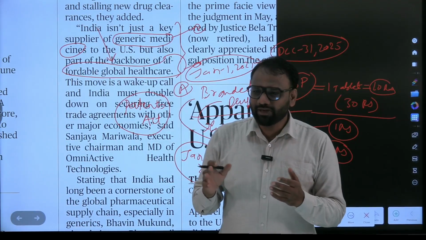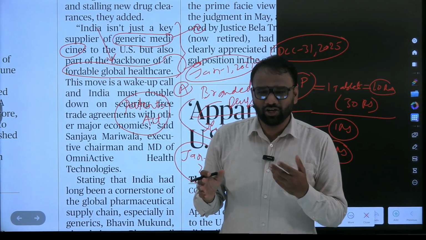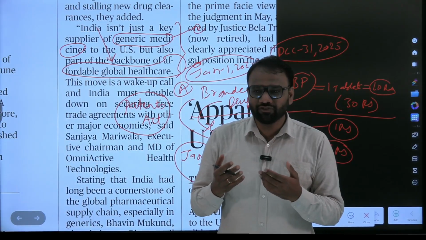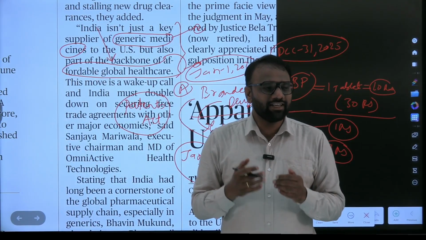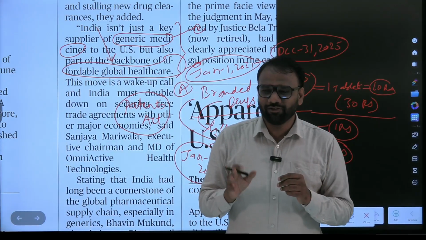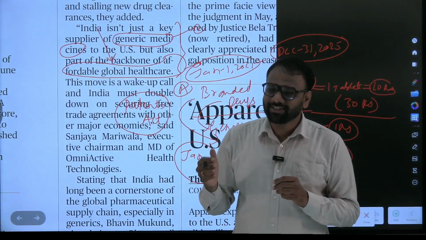So African countries are very poor countries. Okay, they cannot afford costly drugs. To such nations, we supply drugs at a cheaper rate. Hence, India is called the pharmacy of the world. Okay, pharmacy of the world because it supplies generic drugs.